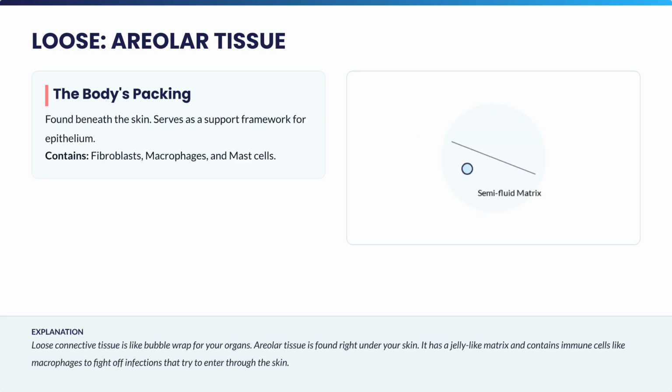Areolar tissue is a type of loose connective tissue found beneath the skin. It acts as a support framework and contains immune cells like macrophages and mast cells to fight infections.